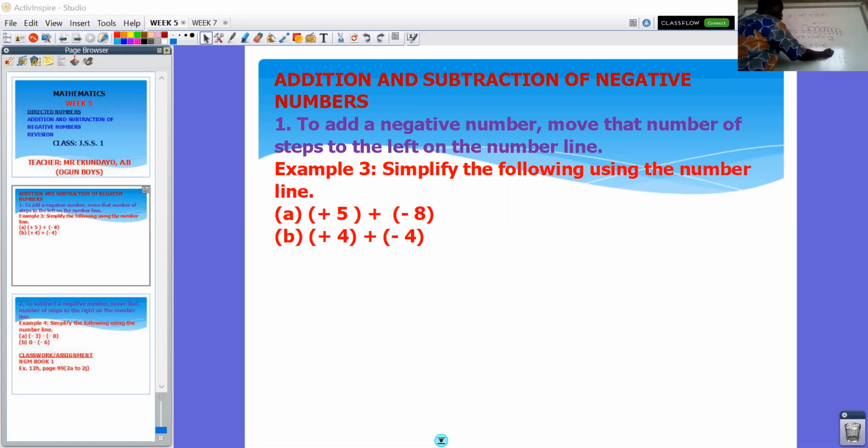So I'm ending. So you show your arrow. Show your arrow to show that you are moving to the what? To the left. So therefore, plus 4 plus minus 4, the answer of this one is 0 because we are stopping at 0. So quickly take this one down so that we can move on.